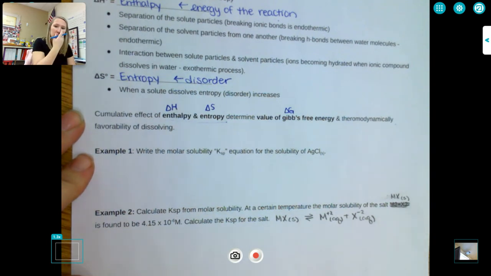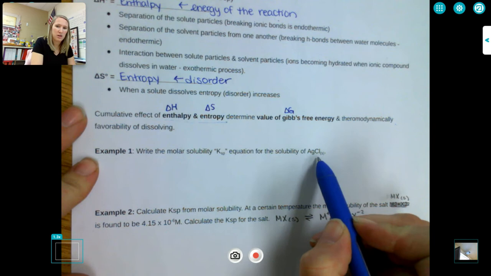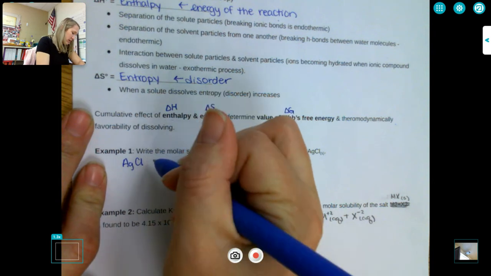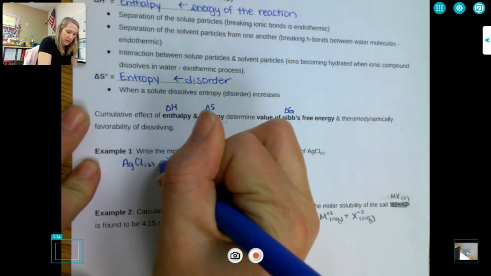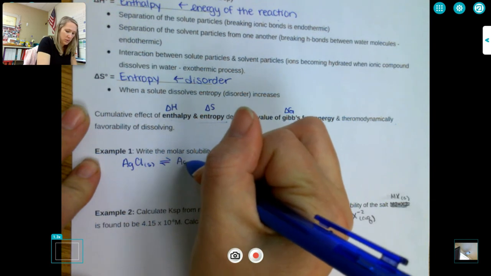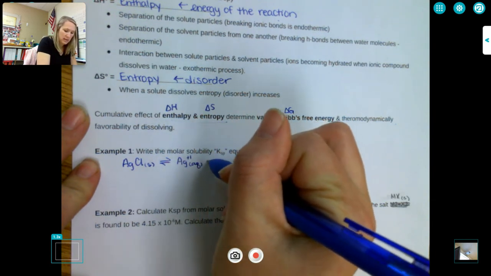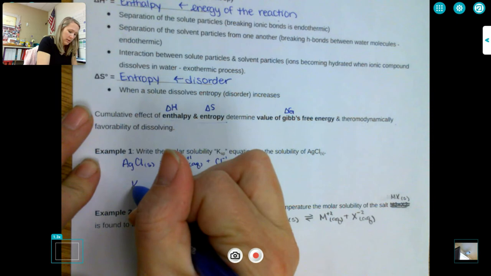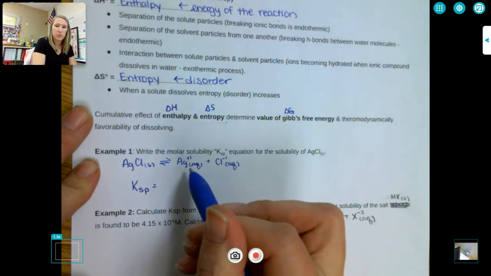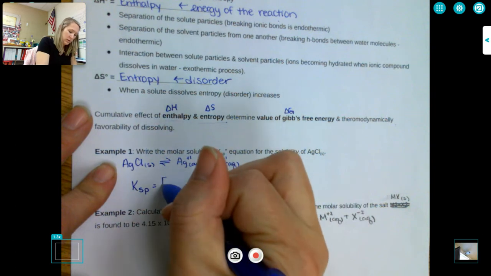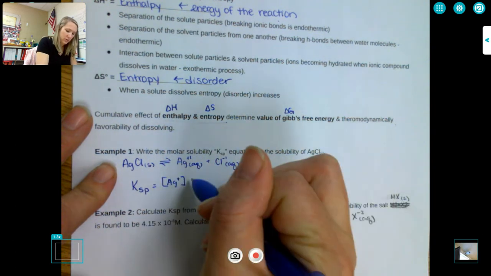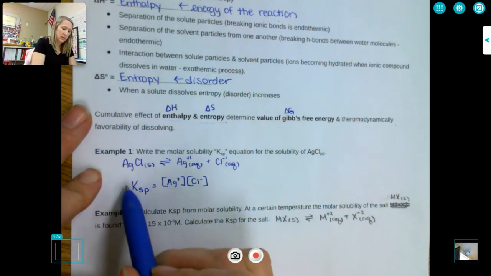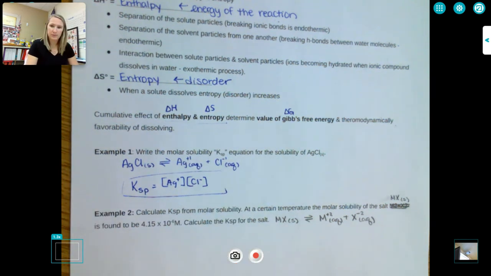So first, we want to write the molar solubility Ksp equation for the solubility of silver chloride. So silver chloride, AgCl, is going to start as a solid, and we draw our double arrow. That turns into our ions of silver plus 1, aqueous, and chloride minus 1, aqueous. So to write our Ksp, Ksp equals, and it's still products over reactants raised to their coefficients. So in this case, brackets around my silver, brackets around my chloride, and then silver chloride is a solid, so we don't include it. So this is our Ksp equation.